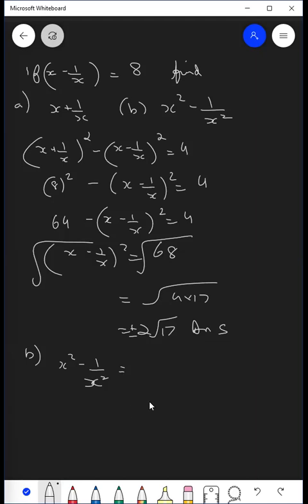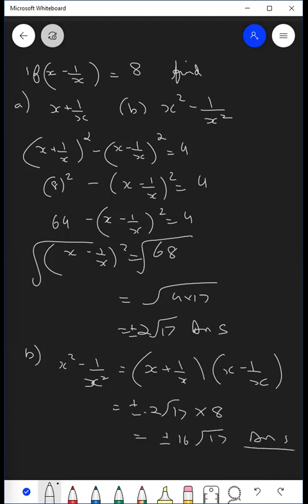Paki, what happened? How can you all keep forgetting this? x plus 1 upon x into x minus 1 upon x, a squared minus b squared, right? Then that is plus minus 2 root 17, 16 root 17 into 8, 17. Everyone clear on this? Okay, let's do another question.